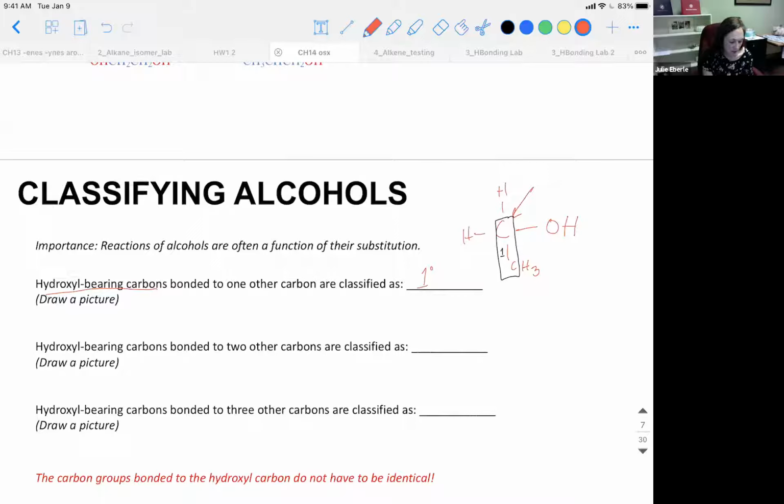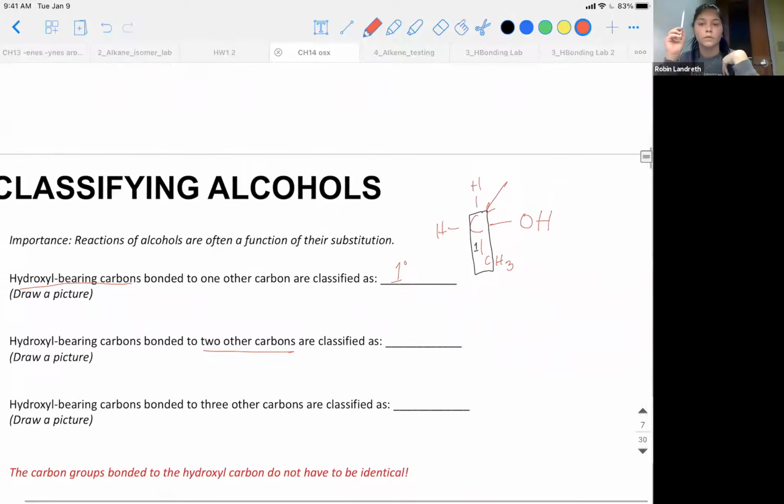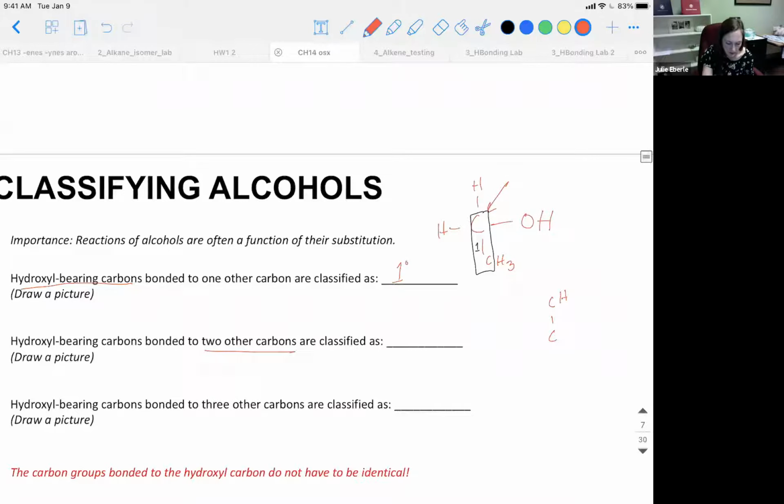Hydroxyl-bearing carbons bonded to two other carbons. Okay, what would that look like? Like this.